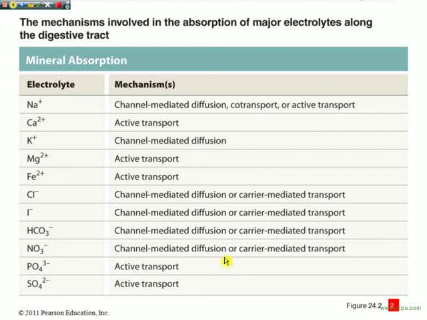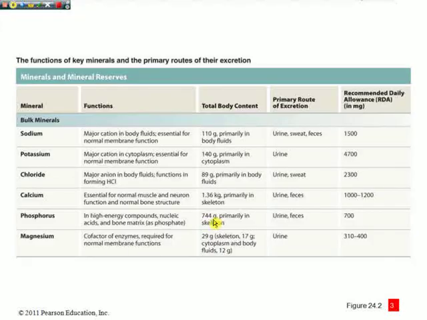The electrolyte maintenance is done by various mechanisms, and this chart shows you those mechanisms, whether it's active transport, channel-mediated diffusion, carrier-mediated transport, depending on the electrolyte. Now this is an important chart. That's the function of key minerals and the primary routes of their excretion.